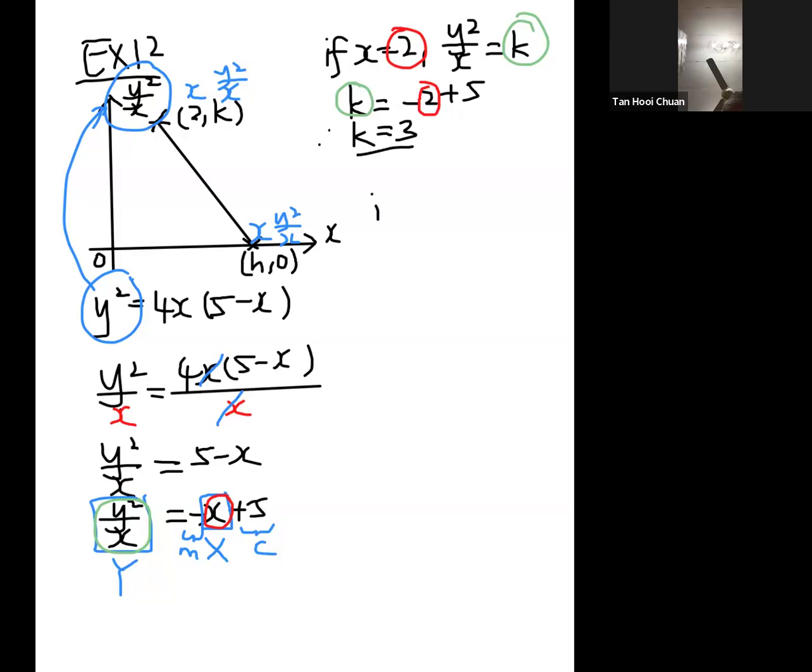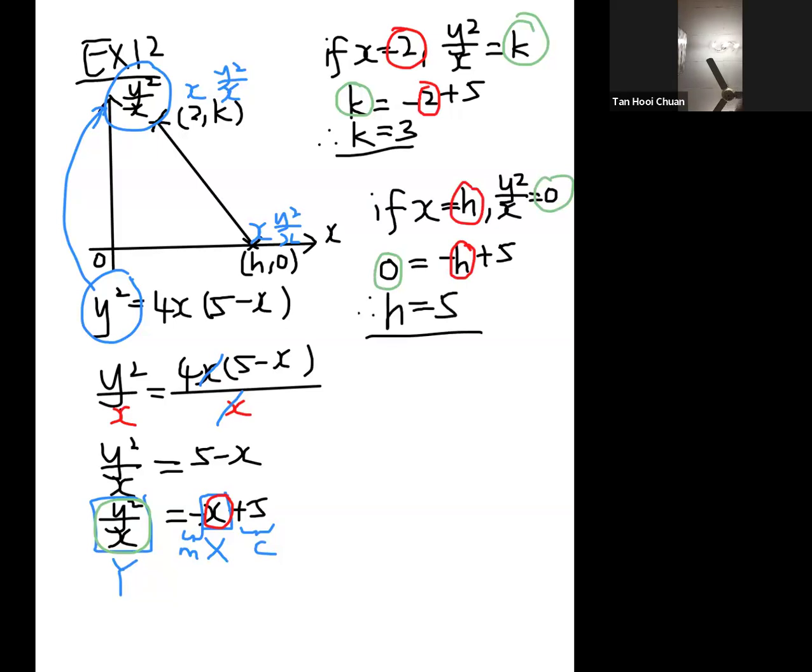Second set, if x equal to h, y squared over x equal to 0. So 0 equals minus h plus 5. So h equal to 5. Any questions? Okay, I will give you 2 questions to try.